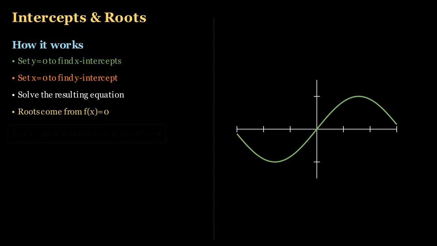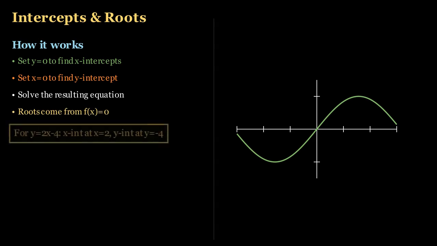For example, if a line has the equation y = 2x - 4, setting y to 0 gives 0 = 2x - 4, which solves to x = 2. That is the x-intercept. Setting x to 0 gives y = -4, the y-intercept. Let's use this idea.